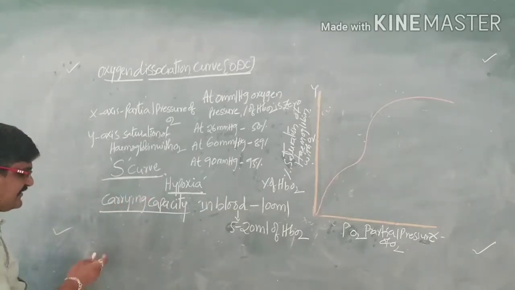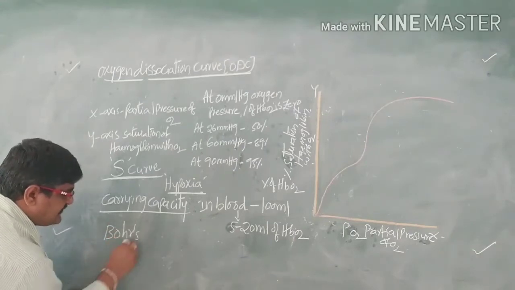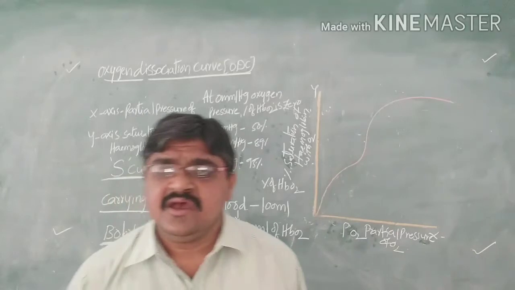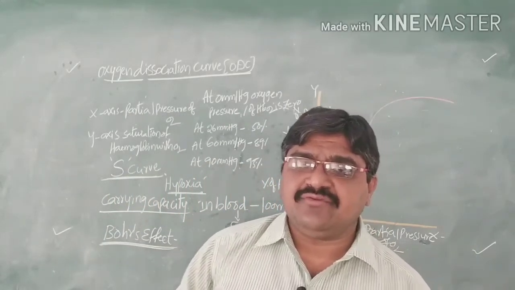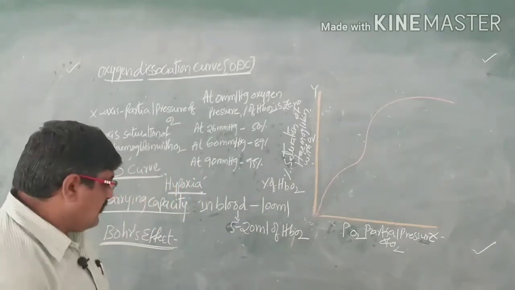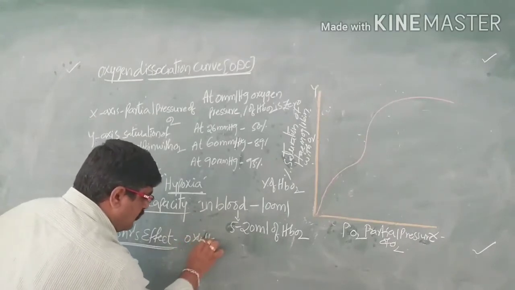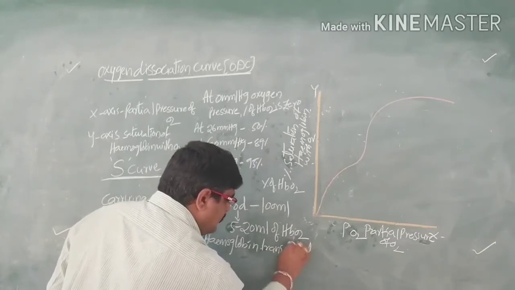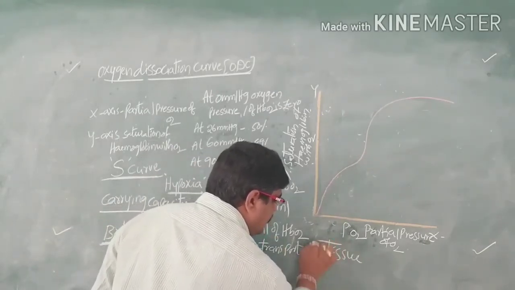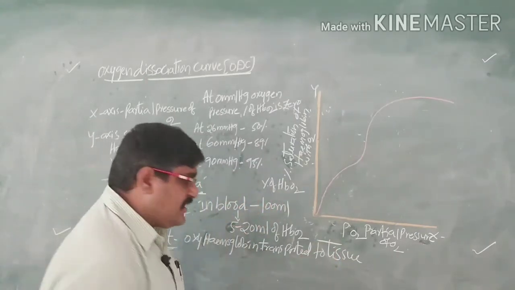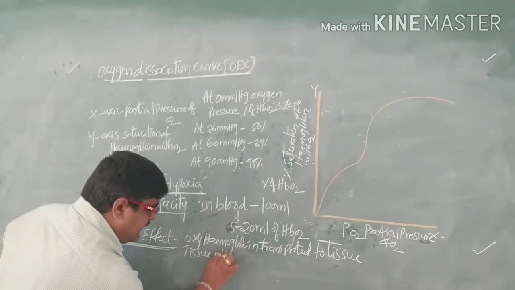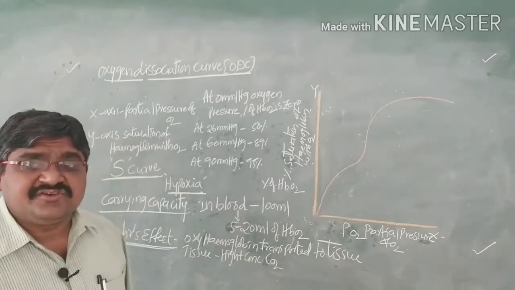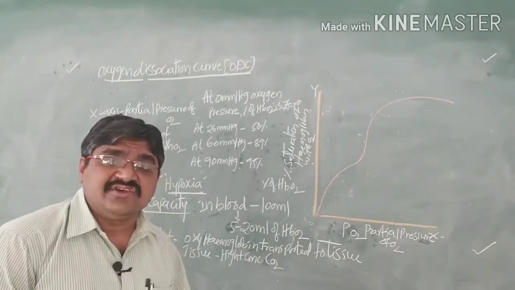And another term is the Bohr effect. So what does the Bohr effect mean? When hemoglobin absorbs oxygen in the form of oxyhemoglobin, this oxyhemoglobin is transported to the tissues, to our cells. The tissues have a high concentration of CO2, that means the concentration of CO2 is more in the tissues.